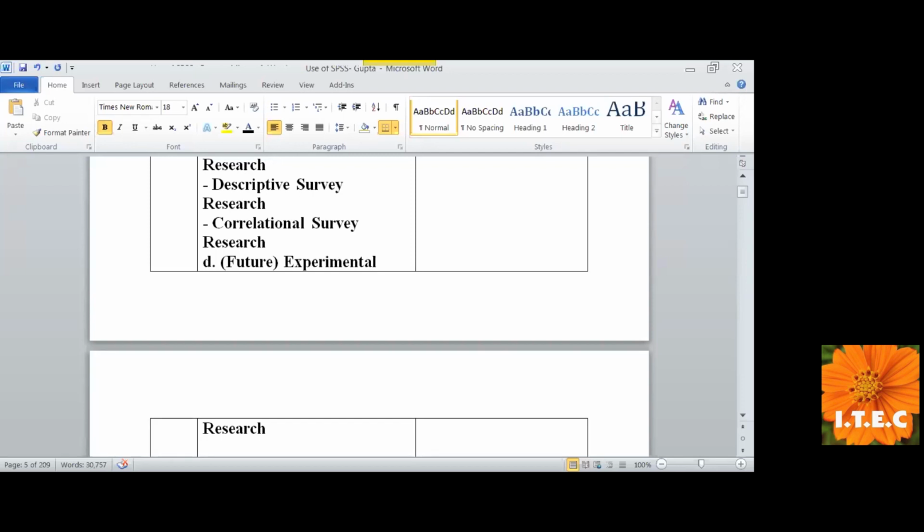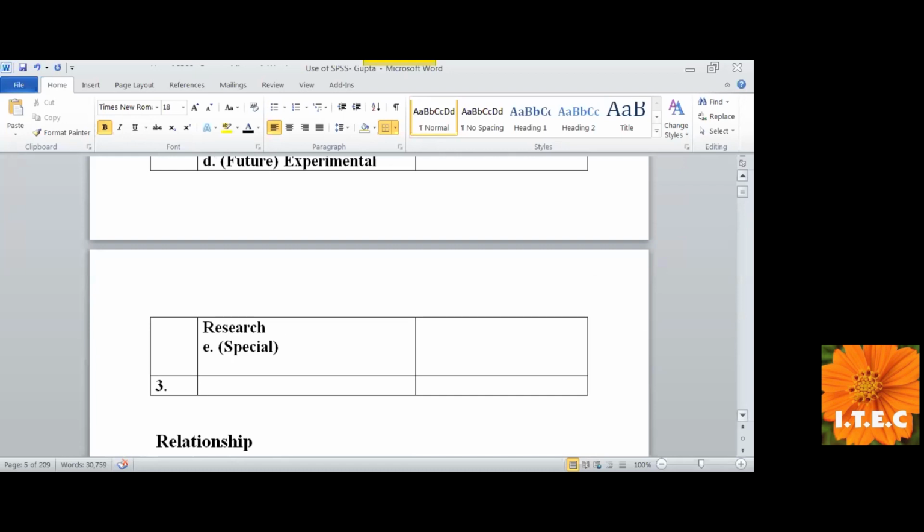Then another will be, if you want to study something very special, say for example, there is a person who has got first position in the UPSC exam, then you can do the study of that person who has got the first position in the UPSC exam, and then you call it a case study. So it is case study research.